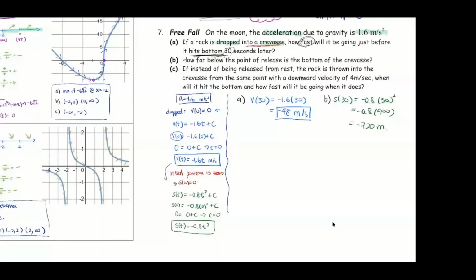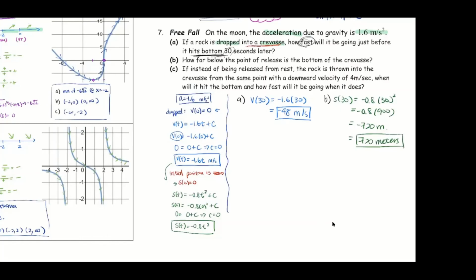There you go. So the next part B, we're really looking for S of 30. It's the position at which it hit the bottom 30 seconds later. So the position at 30 seconds is going to be negative 720 meters. Now, because you're asking for distance, it is better to answer your question as 720 meters. But again, don't forget, the only reason why it's negative is just direction. Instead of 720 meters up, this is 720 meters down. And again, it makes sense because it's dropping into a crevice, so it's going below the floor, right?